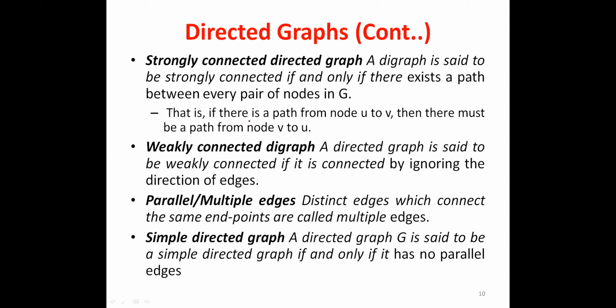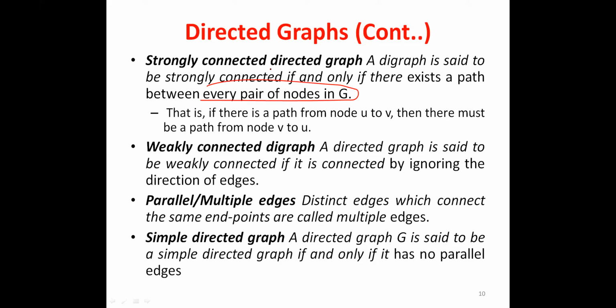Then again, I have different types of directed graphs: strongly connected and weakly connected. A graph is said to be strongly connected if and only if there exists a path between every pair of nodes. When you take any pair of vertices, like A comma B or G comma F, there should be a connection. Then we can say it is a strongly connected directed graph.